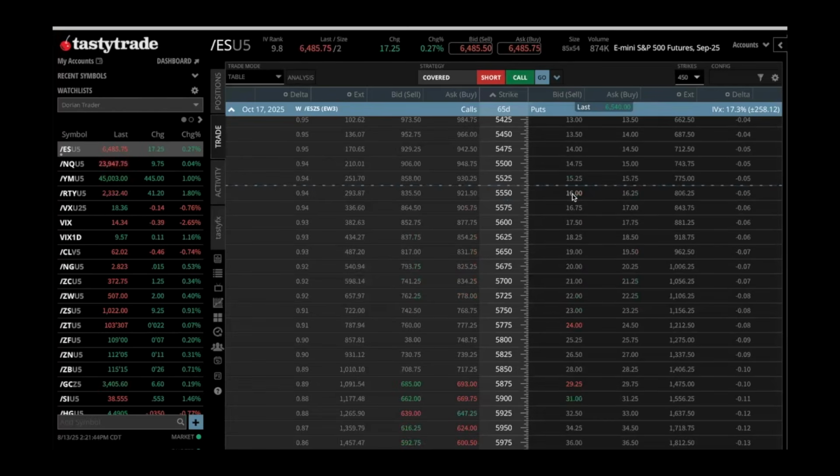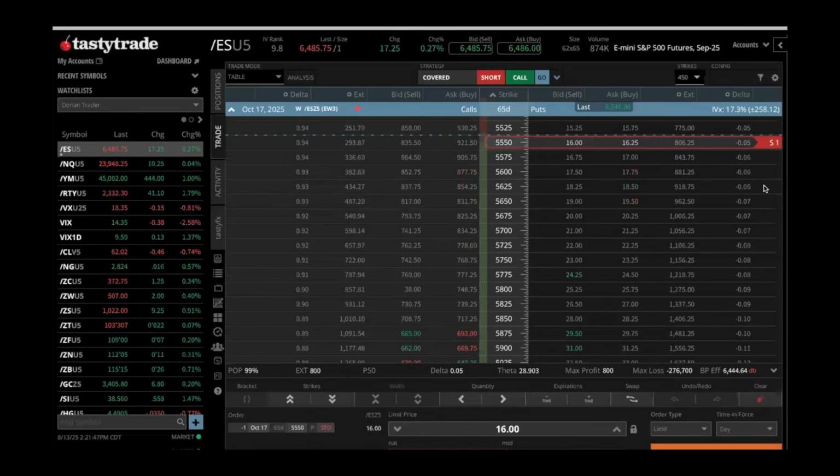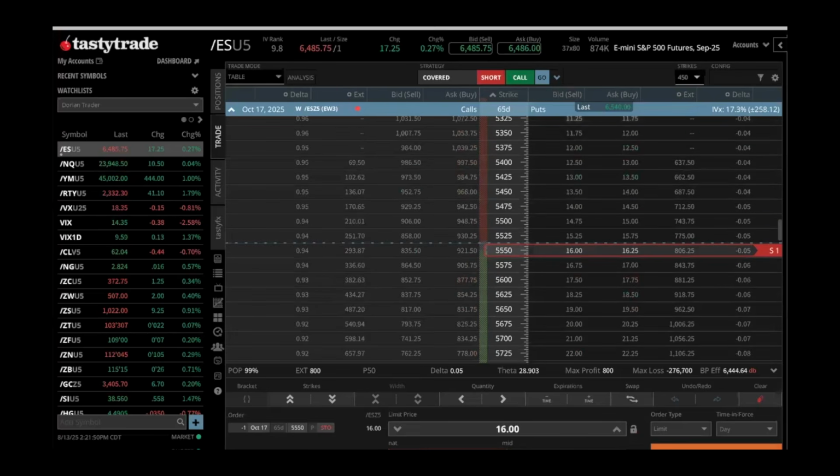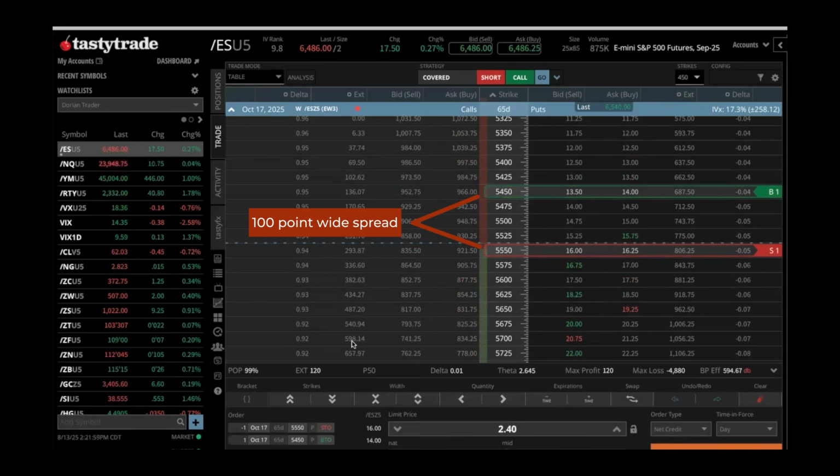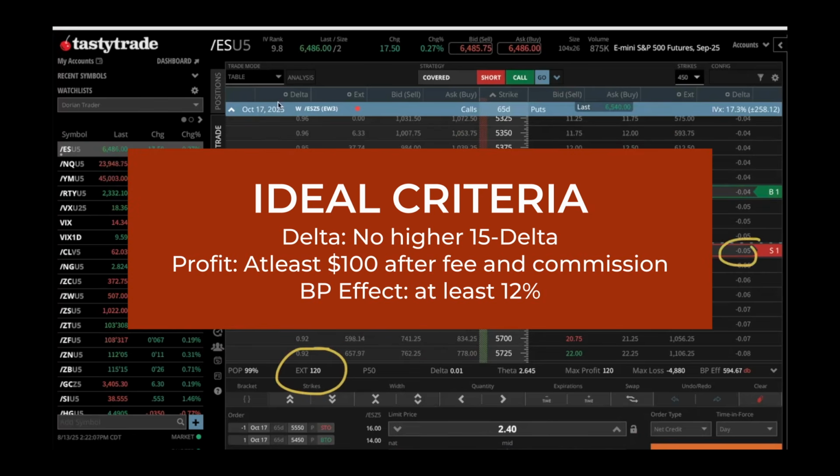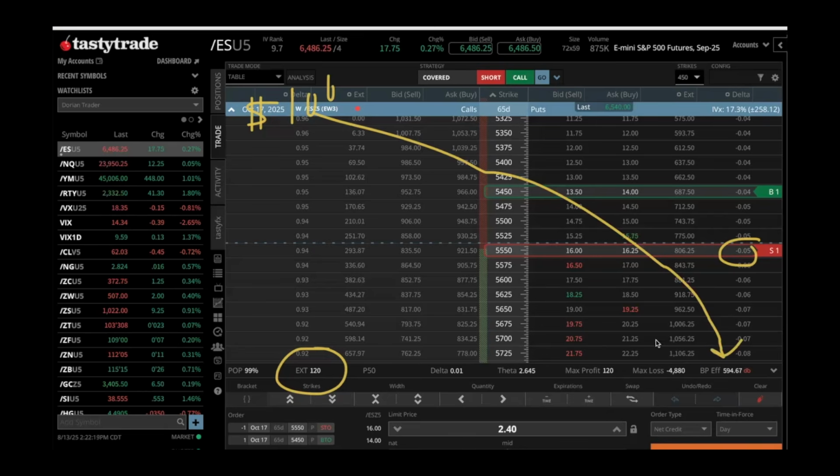55.57. This is 55.50. That is a 5 delta. And then if I go here and do, let's say, a 100-point wide spread, that's giving me over $100, and I'll be able to get over $100 after fees and commissions. So that meets our standard type of trade of being no higher than a 15 delta, receiving at least $100 after fees and commissions, and receiving at least 12% on our buying power. You can see that's way more than 12%. And then our max potential loss, which we should never have, is under 5K at this 48.80 here.